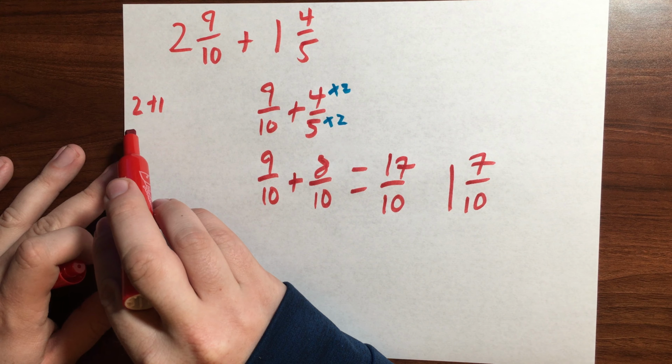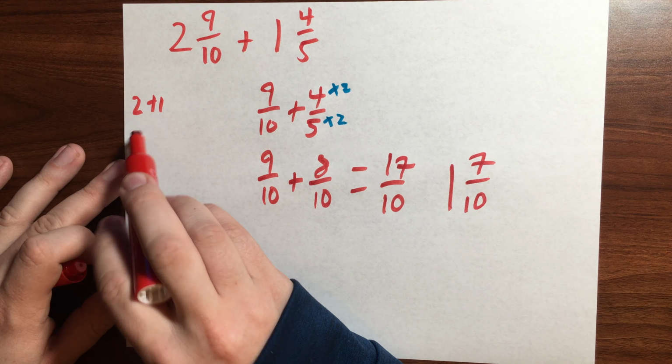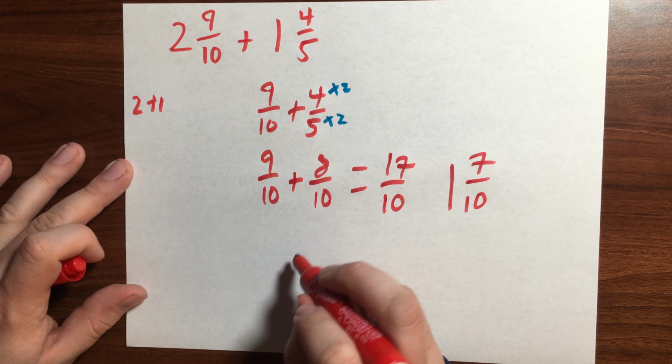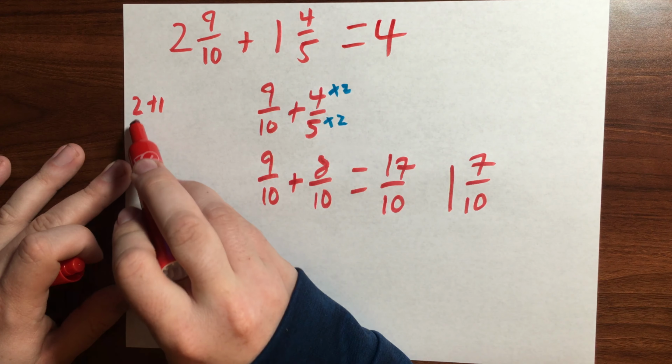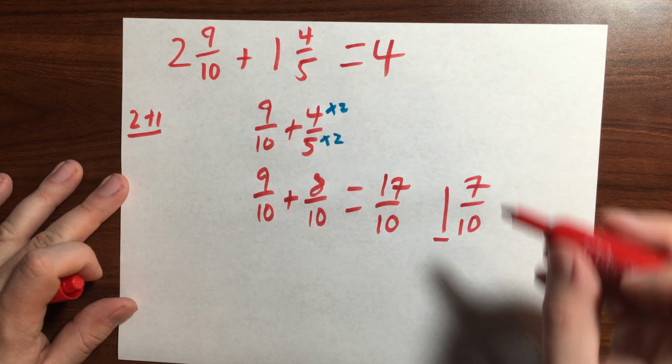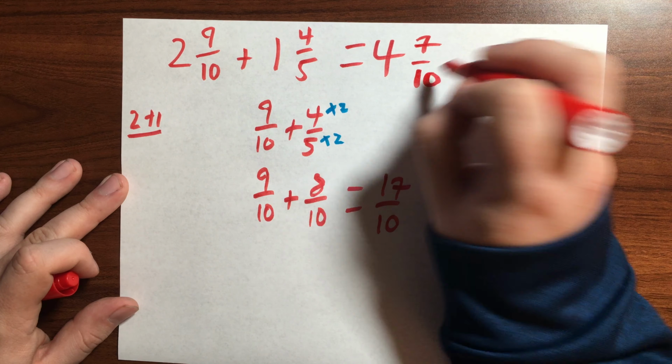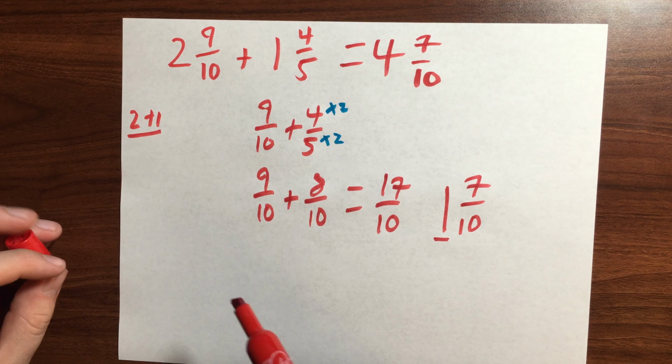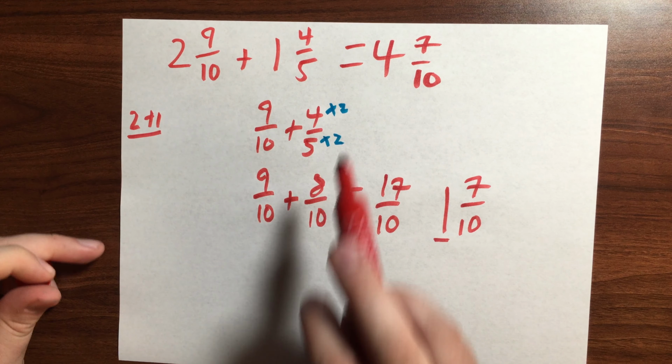Now I can look back over here. I have 2 plus 1 is 3, plus this 1 is 4. So 3 plus 1 is 4 for my whole numbers, and my fraction is 7 over 10. 2 9/10 plus 1 4/5 equals 4 7/10.